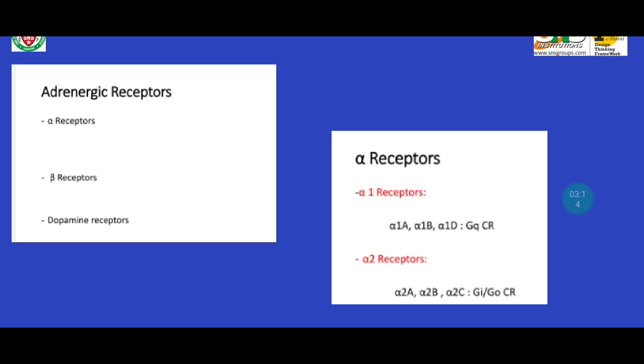Next we are going to the adrenergic receptors. There are three types of receptors: alpha receptors, beta receptors and dopamine receptors. Here the alpha receptor is again classified into alpha 1 receptors and alpha 2 receptors. Alpha 1 receptor subtypes are alpha 1A, alpha 1B, alpha 1D, and alpha 2 receptors are subclassified into alpha 2A, alpha 2B and alpha 2C.